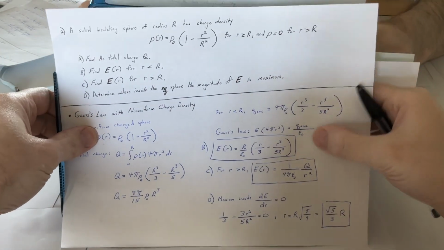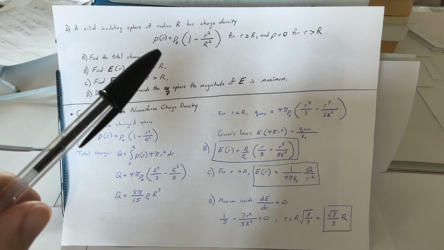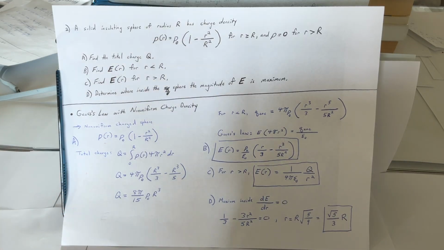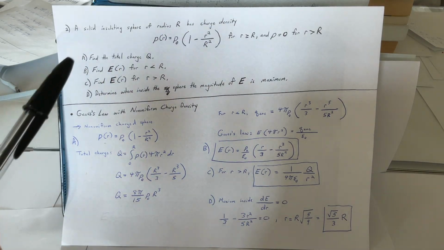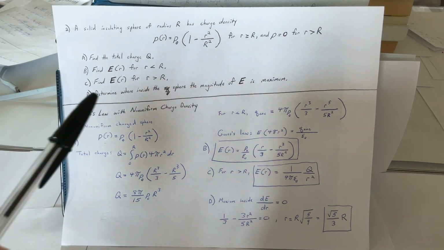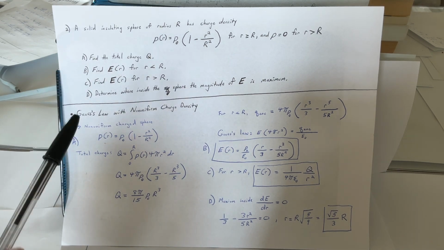So number two. A solid insulating sphere of radius R has charge density given here: rho of r equals rho naught times the quantity 1 minus r squared over R squared for lowercase r less than or equal to R, and rho equals 0 for r greater than R. So for part A, find the total charge Q. So this is a Gauss's law and non-uniform charge density problem.